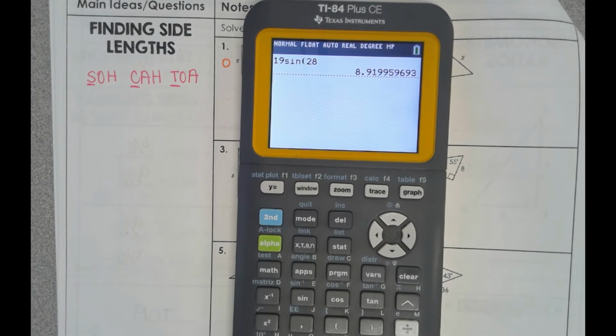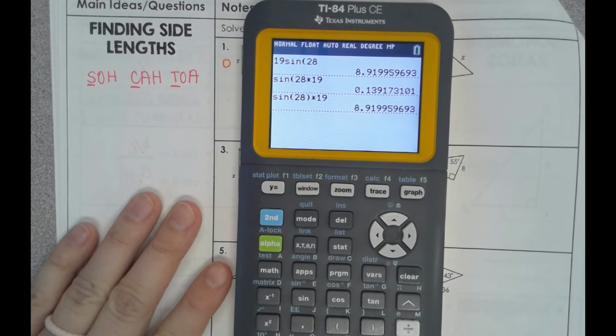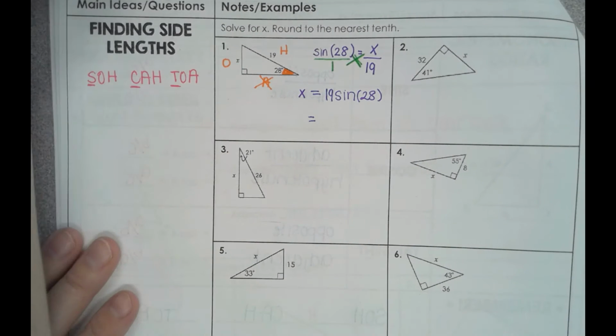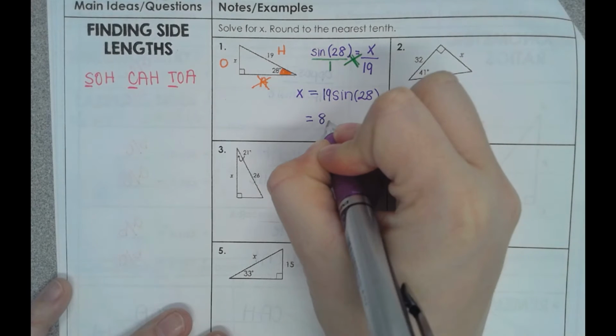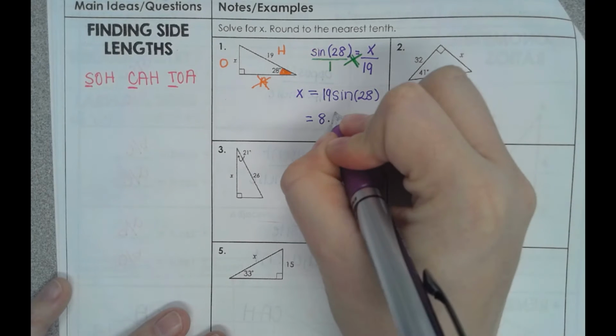So here's what happens if you do sine of 28 times 19. It doesn't give you the right answer. Now if you did sine of 28 close parentheses times 19, then you would get it. But it's very easy to mix that up. So always just get in the habit of putting the 19 in front. And so anyway, we got 8 point, it says tenth, so 8.9 is fine.